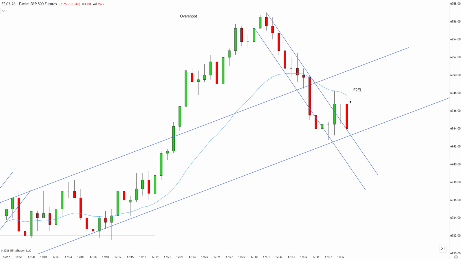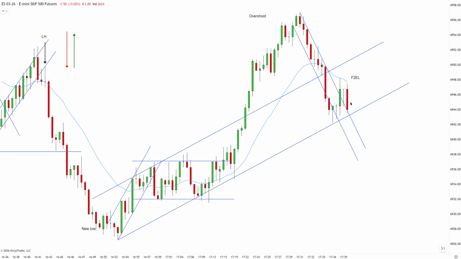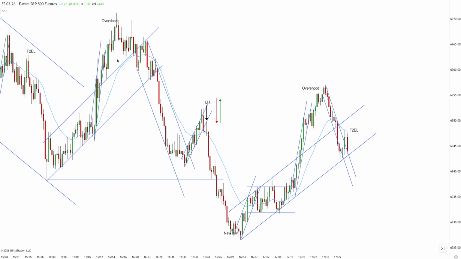Personally, I didn't take it again. Just a little bit too conflicting structure. I didn't want to go long directly into this channel. I can also draw it like this, but I cannot ignore the initial trend that started here. So I didn't take it, but because it's a repeat pattern of this, basically this failed second entry long is the same thing that happened right here. You can tell it trapped all the bulls after the overshoot. It's going to trap all the bulls after the overshoot.